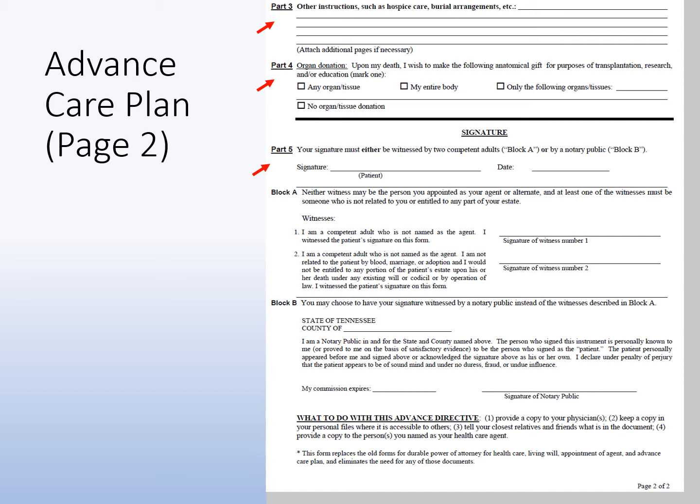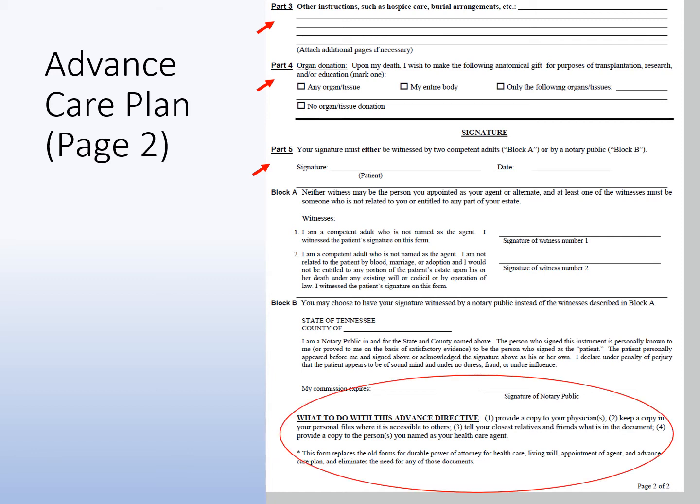Now, sometimes we do have people that get it notarized. In the situations I've seen, maybe somebody is just private, wants to keep this discussion or this document private, or just really prefers that. But just know it does not need to be notarized.